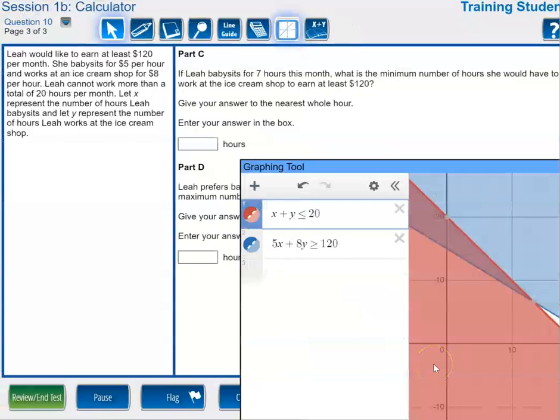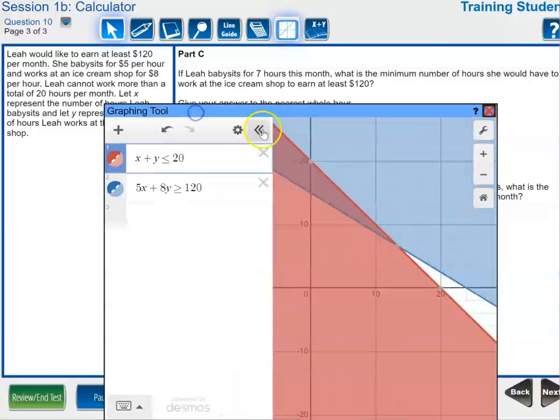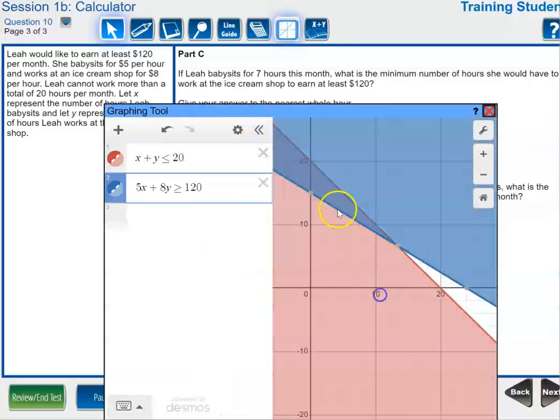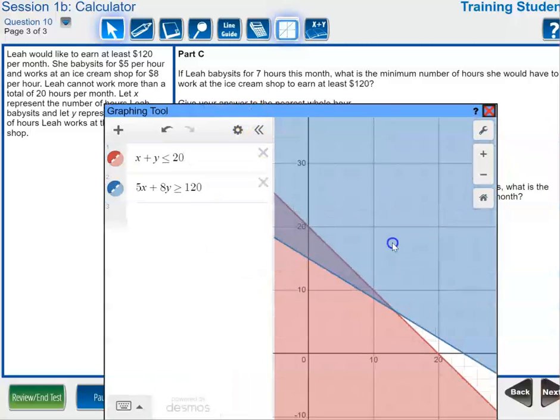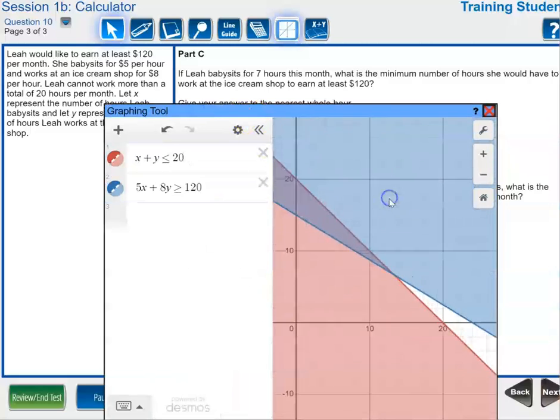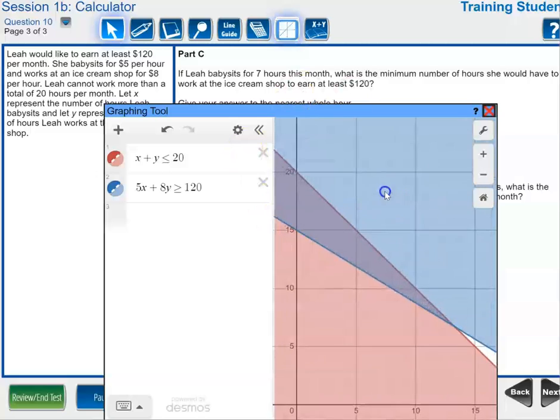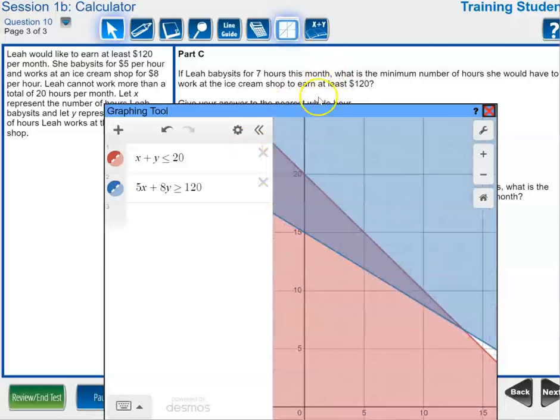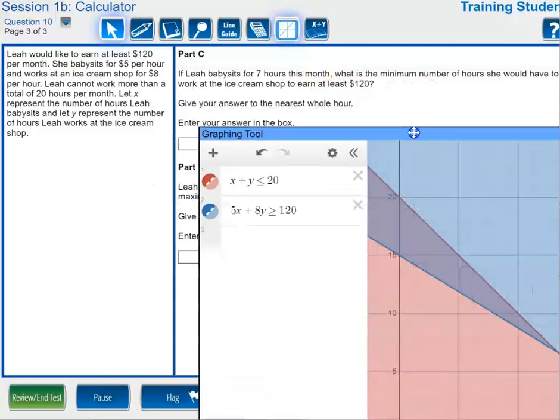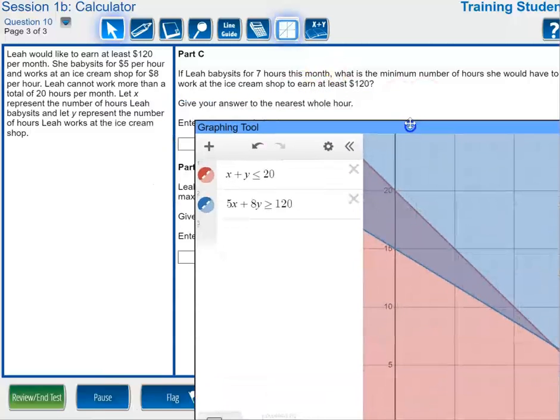In part C, we're asked to find the minimum number of hours Leah would have to work to earn at least $120. And again, I've created the system of inequalities. I've not spent as much time this time getting it to look perfect, but this should work. I'm looking at the region here. Let me zoom in a little bit. All right, so the first thing I know is she babysits for 7 hours. Well, the x's are 7.